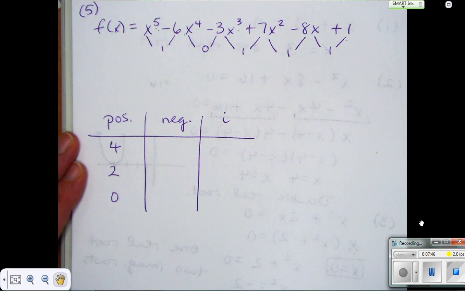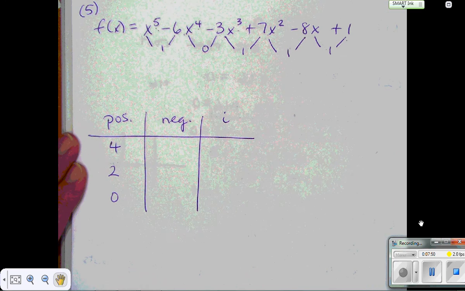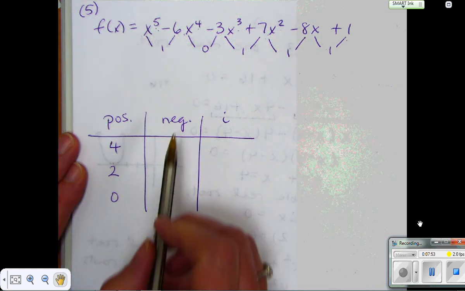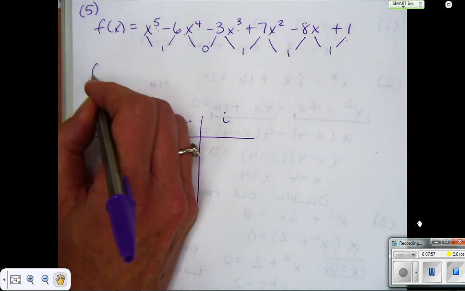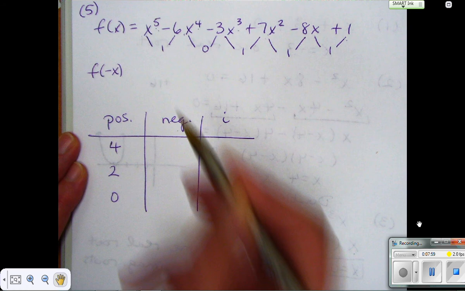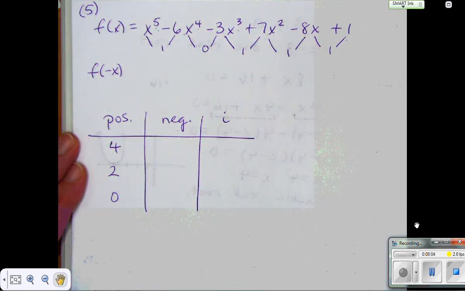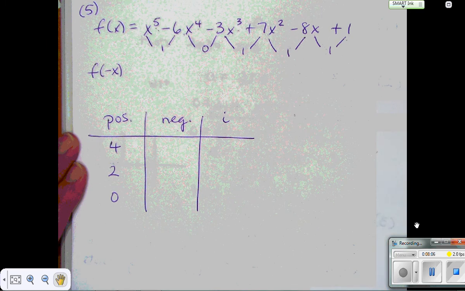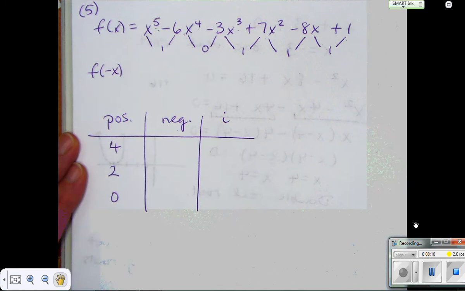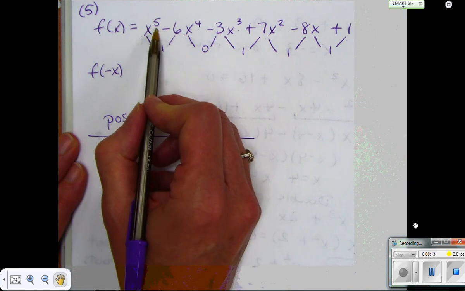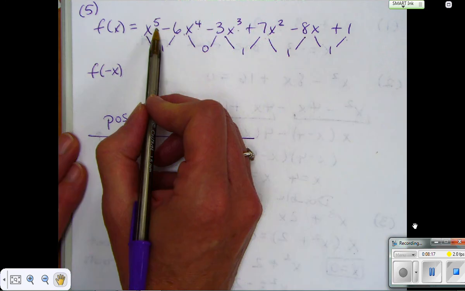Okay, so now on the next part, to find my possible negative zeros, I'm going to find f of negative x and count the sign changes again. So I'm going to substitute a negative 1 in for every x, but let me give you a shortcut. Whenever I have an odd exponent, negative 1 to an odd degree is going to stay negative 1, right? It's not going to change to a positive 1. The sign will stay a negative. Is everybody with me?